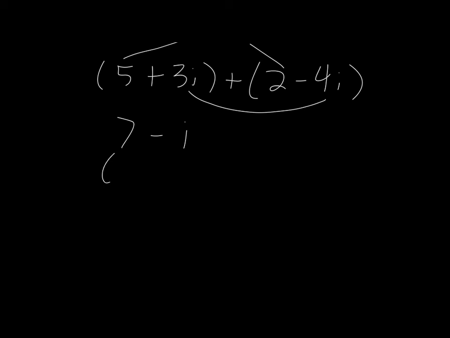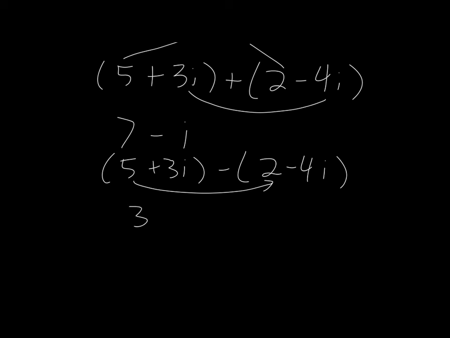Fairly straightforward. What if I were subtracting this? So the 5 would subtract, or we'd have 5 minus 2, which is 3. 3i minus, and be careful, minus negative 4i, which gives us what? 3 plus positive 4i. So that's another type of problem that you'll find in this section, which is fairly easy. Next, we'll look at multiplication.